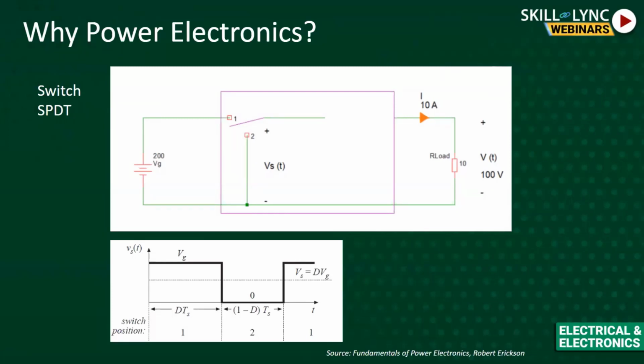If the switch is closed at position 1 for DTs, where D is the duty cycle, the output voltage is Vg, and for (1 minus D)Ts the output voltage is negligible, which is the switch voltage. For the ideal case, it is Vg and 0, but in the practical case, it's not Vg, it is Vg minus the switch voltage. And it's not 0 during the (1 minus D)Ts period, it is approximately the switch voltage, slightly higher than 0.